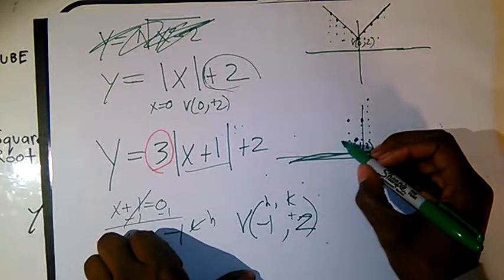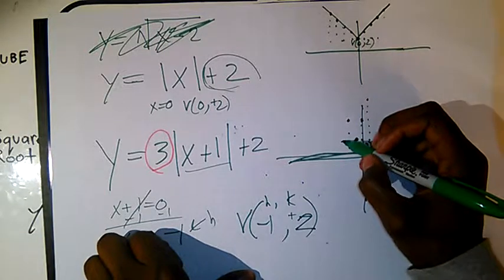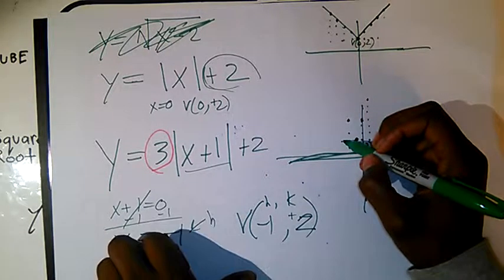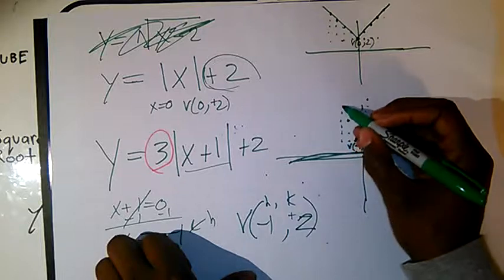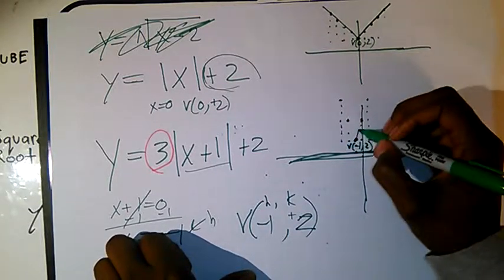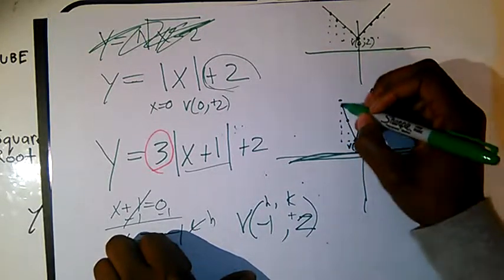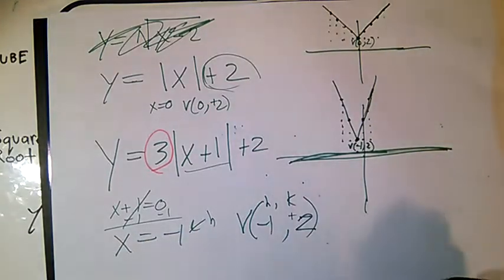Go over twice, 1, 2. 2 times 6 is, and go up twice. 2 times 3 is 6. 1, 2, 3, 4, 5, 6. And we connect the dots. Hey, it will go up forever.